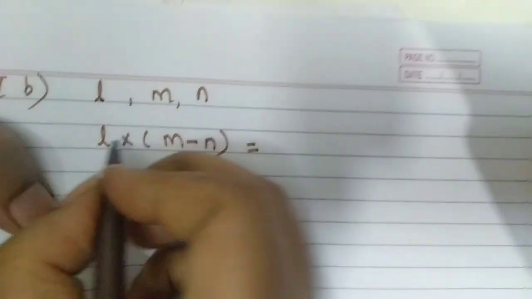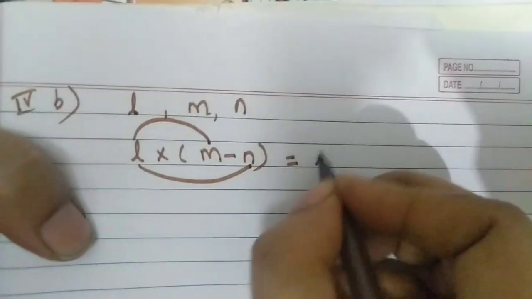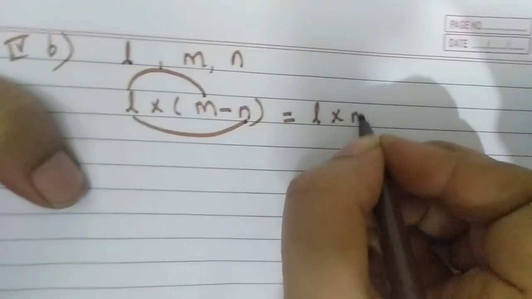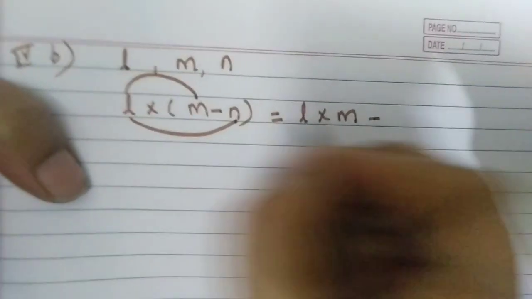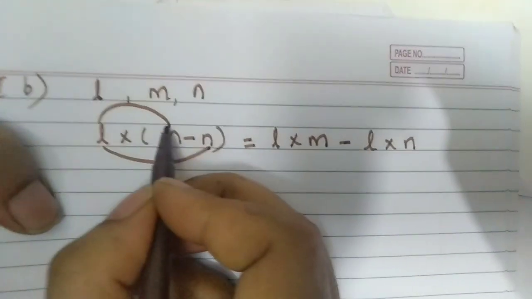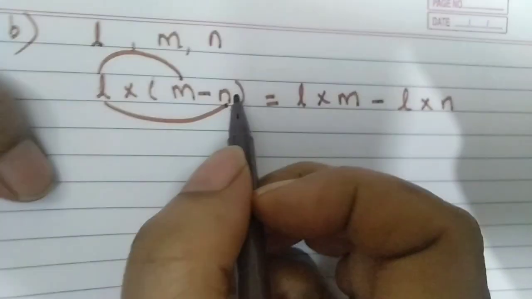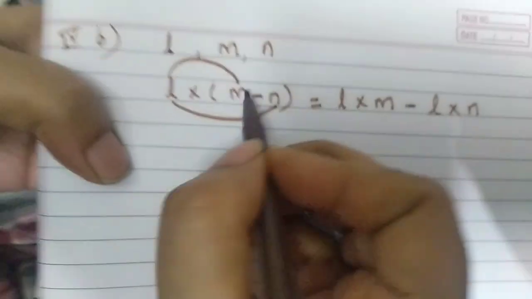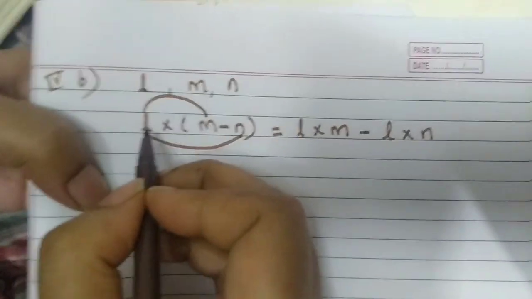So that gives you, again, multiply L with M and then multiply L again with N. So it's going to be L into M. Now we have a minus sign here, so write the minus sign, then L into N. So L into M minus L into N. The integers given inside the bracket, we multiply each with the integer which is outside the bracket.